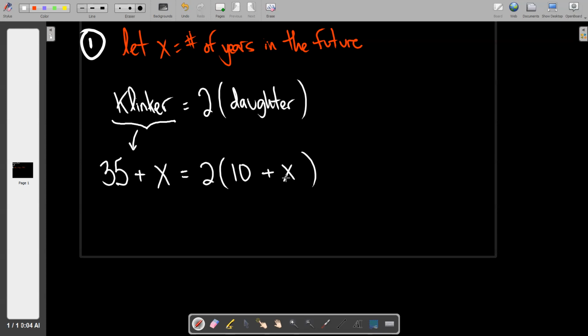Let's go ahead and solve this out so we can make it official. What would we do first? I would distribute for sure. So I would leave the 35 and x alone. And then on the right-hand side, what is 2 times 10 and 2 times x? 20 plus 10. Perfect.